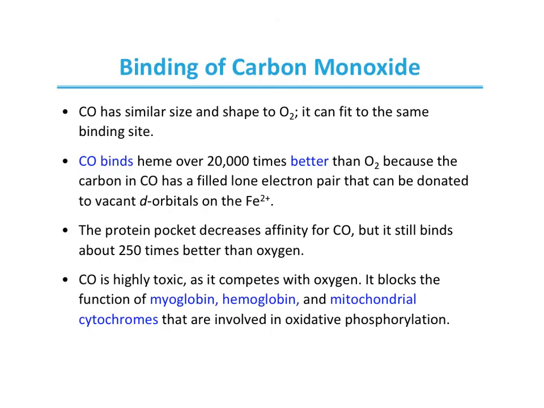Carbon monoxide has a similar size and shape to oxygen, and it can also fit into that same binding site. In fact, it binds heme over 20,000 times better than oxygen because the carbon in carbon monoxide has a filled lone electron pair that can be donated to vacant d orbitals on the iron 2+ atom. The protein pocket decreases the affinity for CO, but it still binds about 250 times better than oxygen. This is why CO, carbon monoxide, is really toxic, because it will compete with oxygen. And if it does that, it will block the function of myoglobin, hemoglobin, and mitochondrial cytochromes.